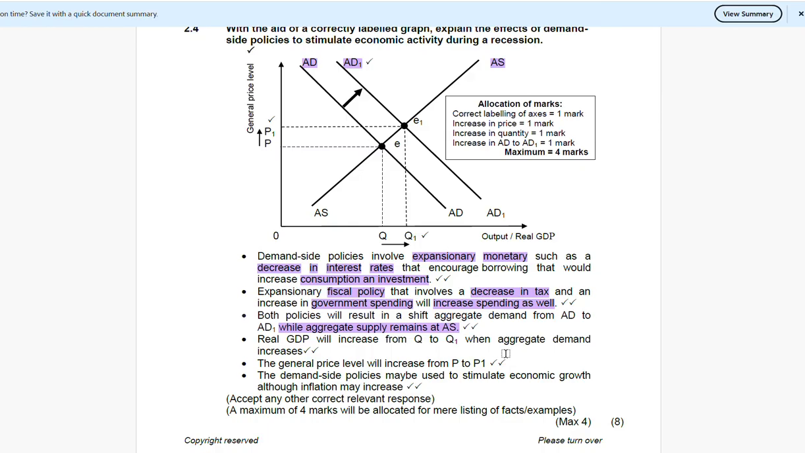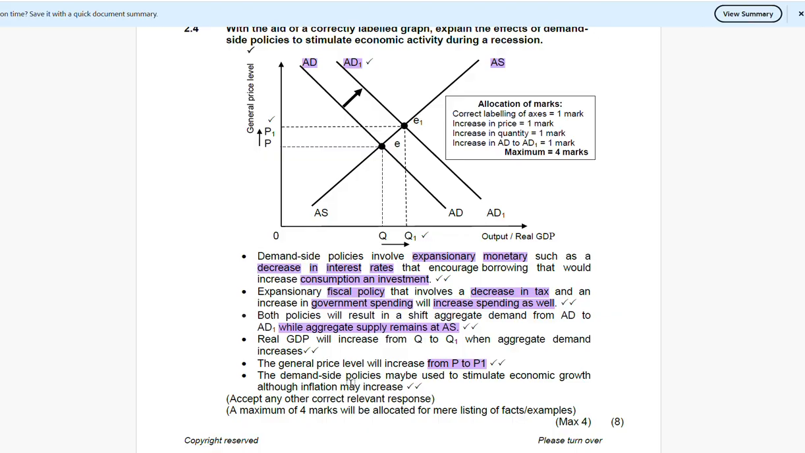So if there's an increase, obviously there will be an increase in spending. Then we see the shift from AD to AD1. The general price level will increase from P to P1. Why will the general price level increase? Because now, as more people are buying, it means that the sellers have the capacity to increase the prices. While if fewer people are buying, they have to reduce the prices to accommodate at least those people who are buying.